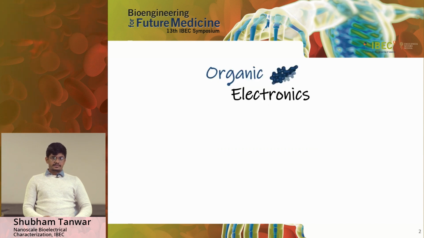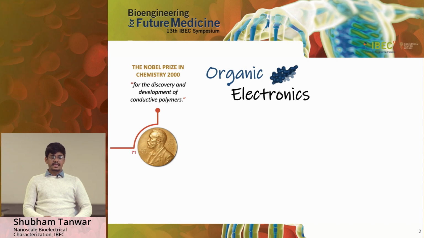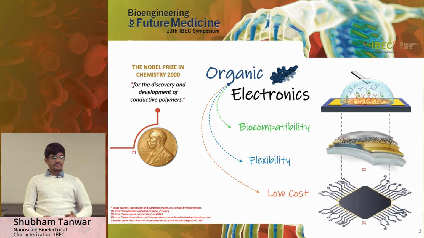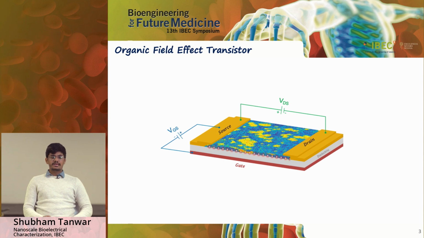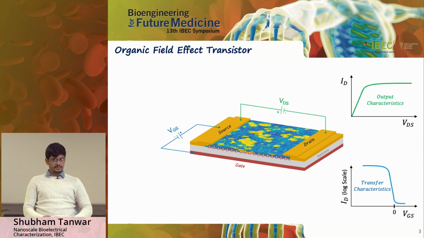Organic transistors have shown a lot of progress in the last 2 decades, complemented with the Nobel Prize in 2000. They have given us devices that show qualities like biocompatibility, flexibility, and low cost. Organic transistors are generally used to study these organic materials. Here, the charge carriers can be injected into the material with the help of the gate voltage and can be driven across the device with the help of the drain voltage, giving us its output and transfer characteristics.